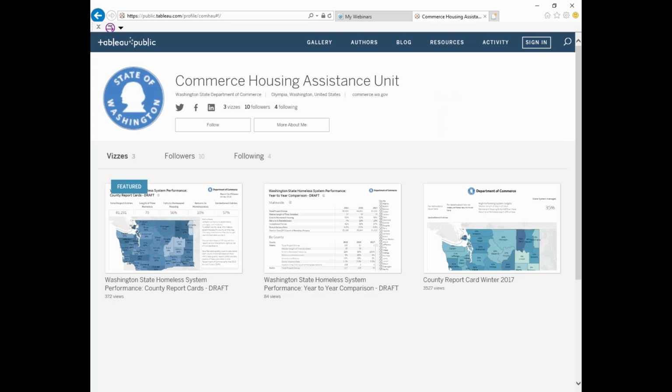Okay. So the last thing I wanted to talk about is sort of the future of performance reporting here at the Housing Assistance Unit. What we want to do is continue to do these two reports annually. So for the county report card, we'll do those same measures annually, and then also on the year-to-year comparison, we'll continue adding every fiscal year to that to keep that trend information.